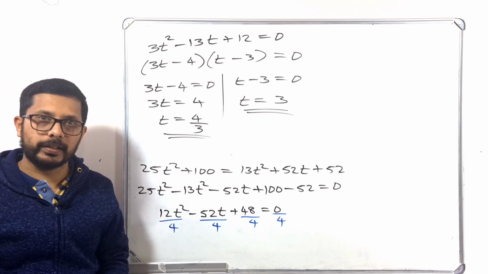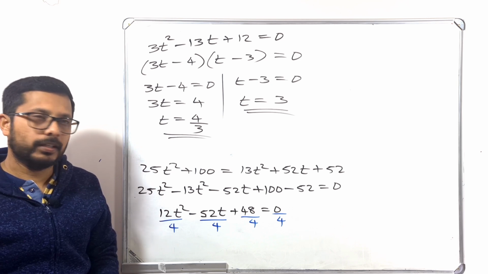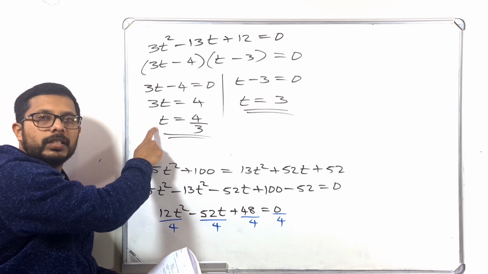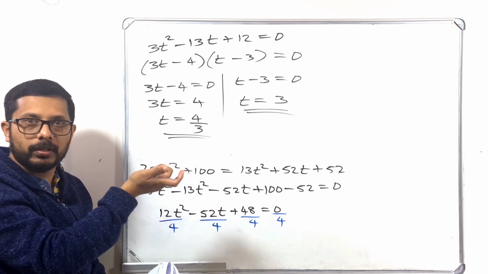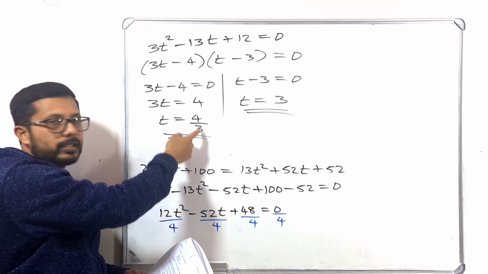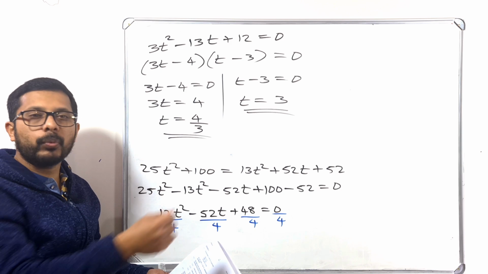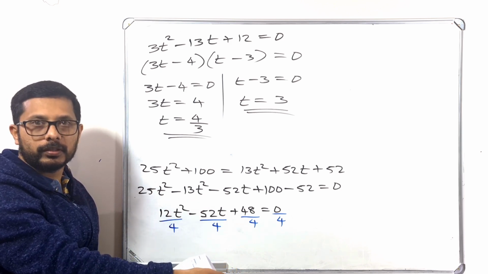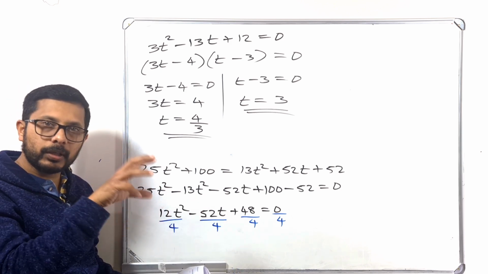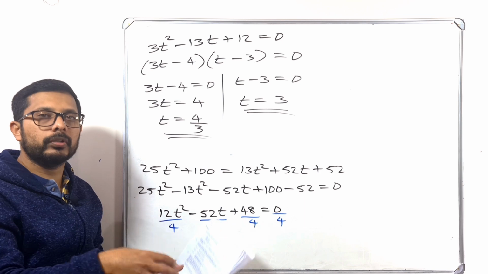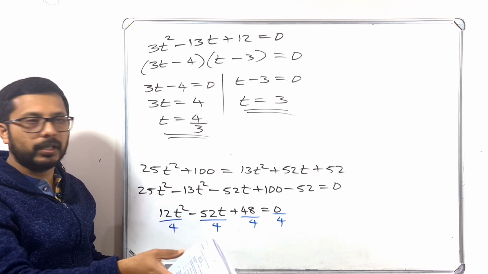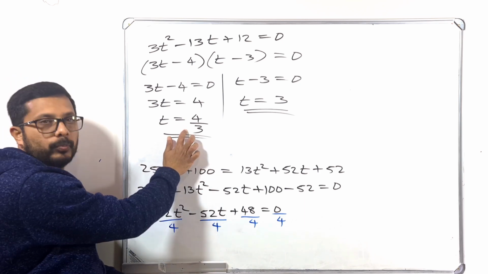Can you say which one is correct? What is this t? Number of orange. So if you find the decimal one, this is 1 point something. Is it possible to say 1 point something orange? No, the number of orange must be a proper number, either 2 orange, 3 orange, 5 orange, like that. Okay, so this one is not possible.